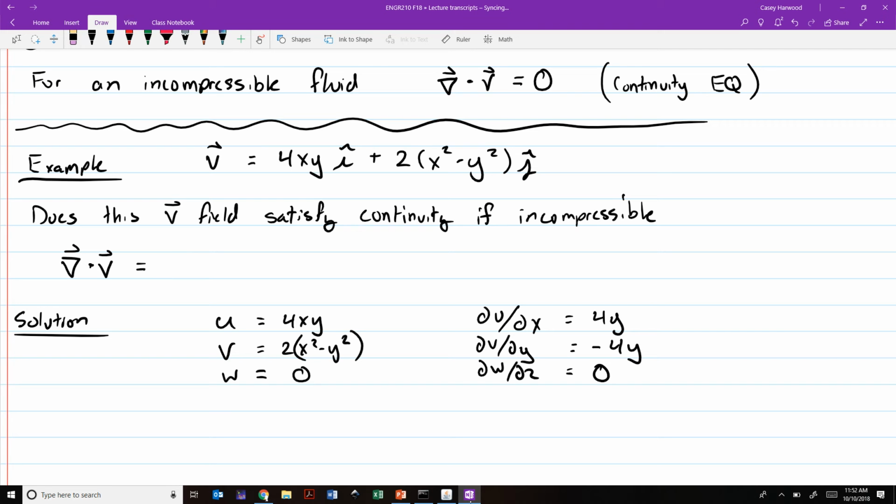So this divergence is du/dx plus dv/dy plus dw/dz. If we calculate each of those quantities and add them up, in this case we get 4y minus 4y equals 0. Which is telling us that the flow is not trying to expand or contract at any point. So it satisfies this idea that the mass of a fluid particle must remain constant if it's incompressible.